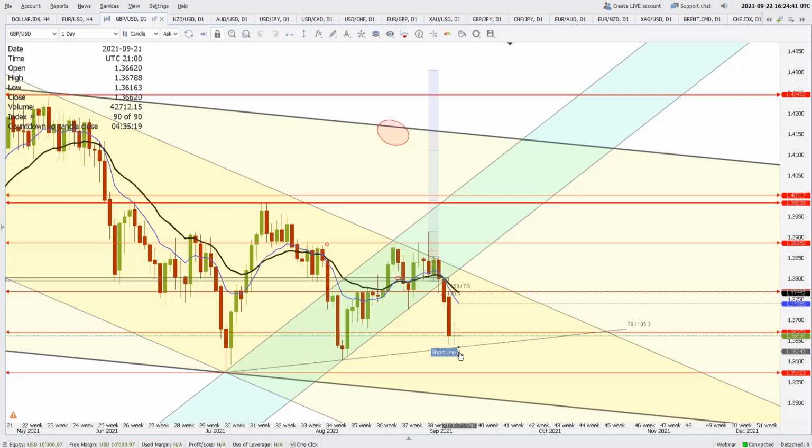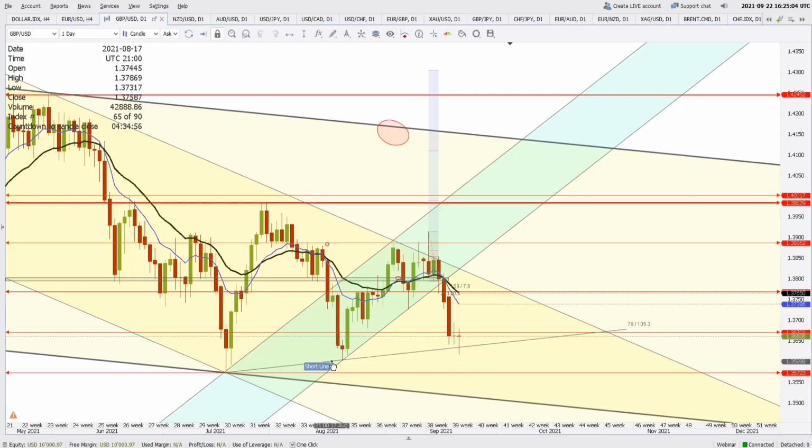So there is a lot of indecision being built up on the Great Britain pound against the US dollar. So where is the price headed? It is very difficult to say right now. But if we see a closing above 1.3670 on the daily closing basis today, we can expect 1.3765 in this chart. But if we don't see a closing above 1.3670, then we can expect 1.3572 also.